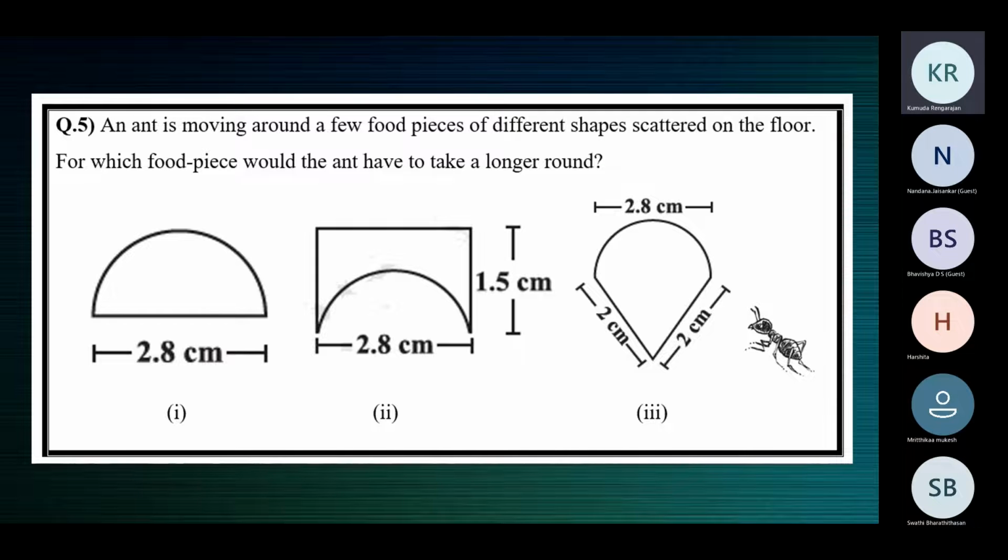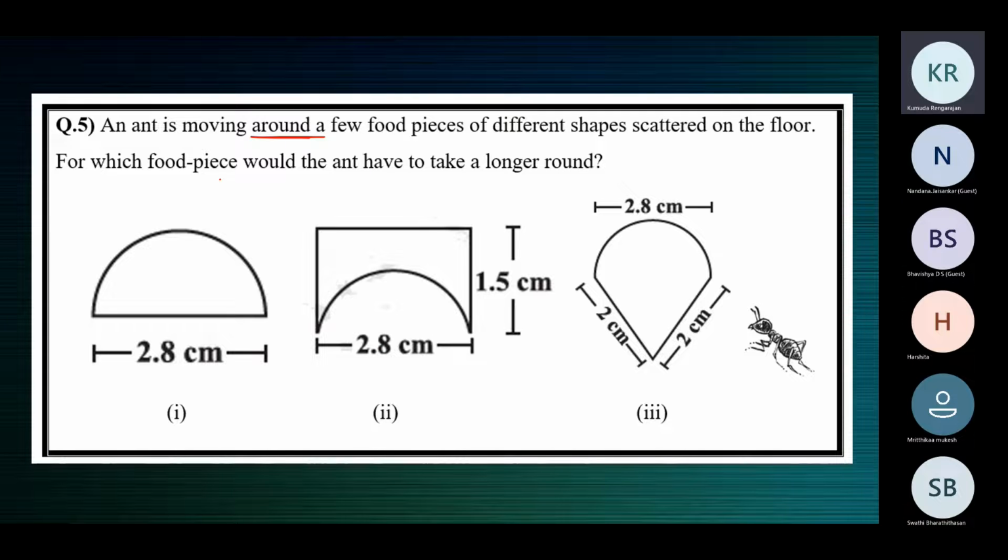Yes, we finished the first four sums in the last class. This is the next one. An ant is moving around a few food pieces of different shapes scattered on the floor. So some food pieces are scattered on the floor and an ant is moving around. Around meaning it is going along the boundary. So it's going along the boundary of these three different food pieces which are lying on the ground.